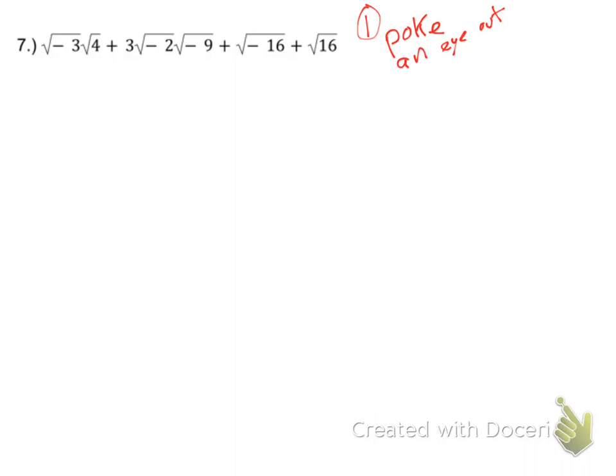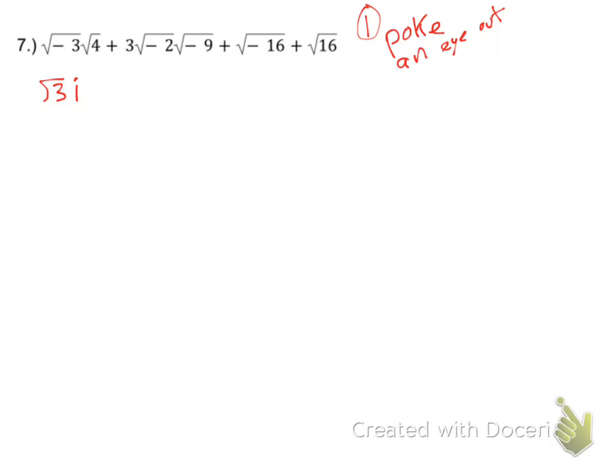Does everybody understand what I'm saying? So let's practice this. The first one is the square root of negative 3. I don't like negative 3, so I'm really technically going to say that's the square root of 3i, because negative 3 is really 3 times negative 1.